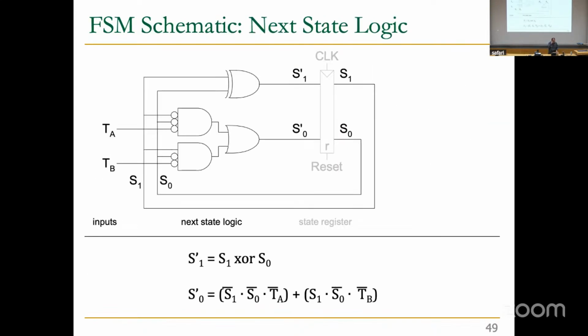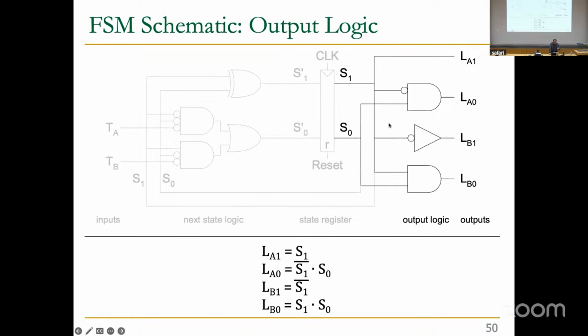Okay, so to generate the next state, that was the circuit that we had, right? We know that S prime 1 is S1 XOR S0, so we have this XOR gate here. And this is also the circuit for S prime 0. So you can draw the schematic for this circuit. That's the combinational circuit that we have to generate the next state signals. We also need to add the combinational circuits for outputs. These are our equations for LA1 to LB0, and we just draw the gates here. This essentially is going to be your full circuit.